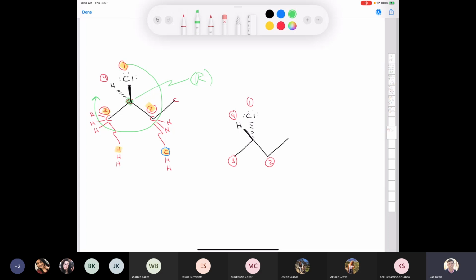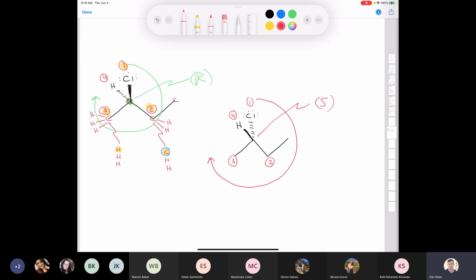Whenever the lowest priority group is facing towards you, right? Facing towards you is the opposite of facing behind you. Whenever it's facing towards you, you determine whether it's R or S, or whether it's going clockwise or counterclockwise, and then you take the reverse of that. Let me show you what I mean. So if we go from 1 to 2 to 3, we're going clockwise again, but since the lowest priority group is facing towards us, we reverse it. So it's not R, it is in fact S.